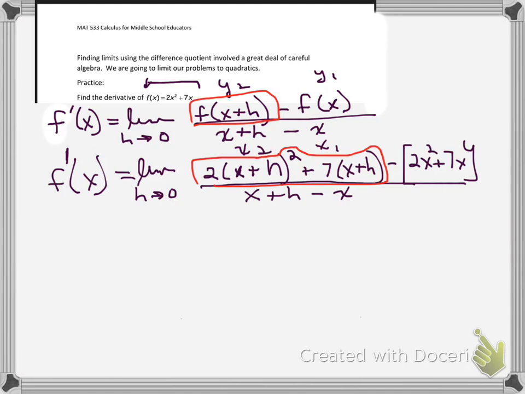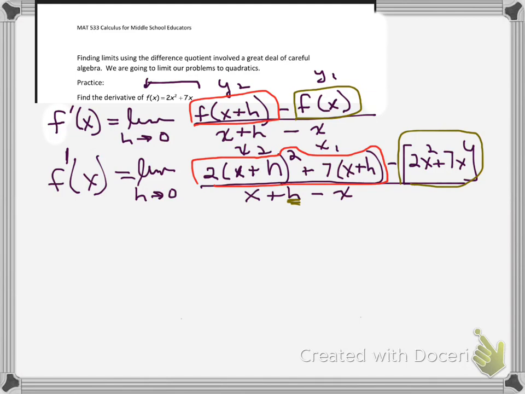Okay, and then this piece is this. And then I just have change in x in the bottom. Because remember, the difference between these two x values is the variable h, which we want to go to 0.